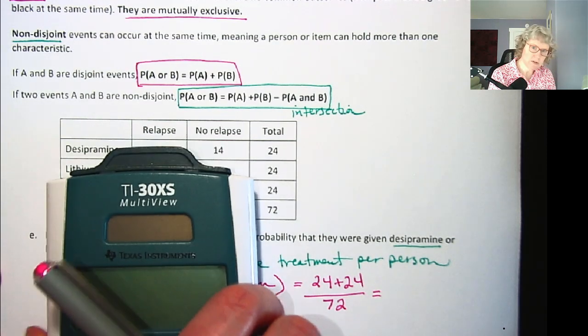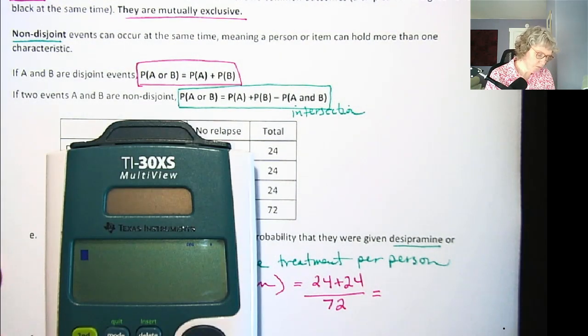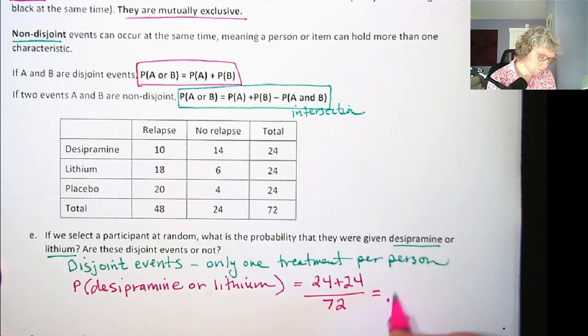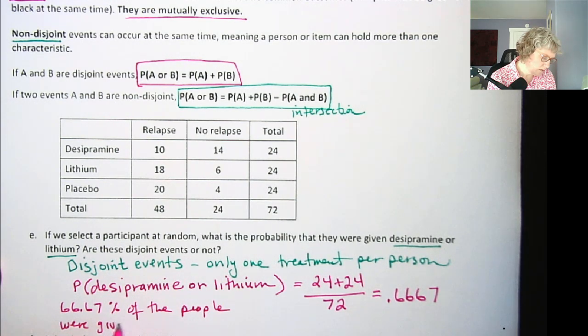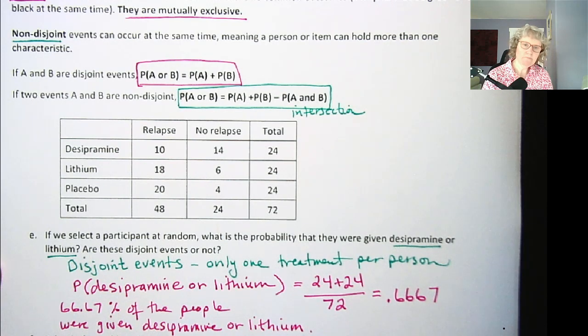It's 2/3 of the study, 2/3 of the people. 24 plus 24, and I hit enter. Divide by 72. 0.6667. Okay, so 66.67% of the people were given desipramine or lithium. Okay, so these were disjoint.